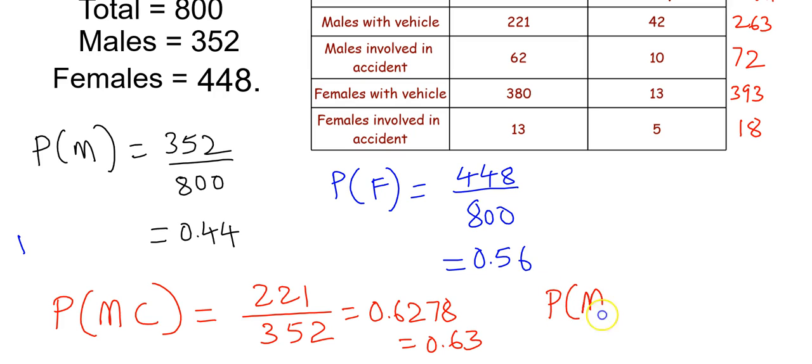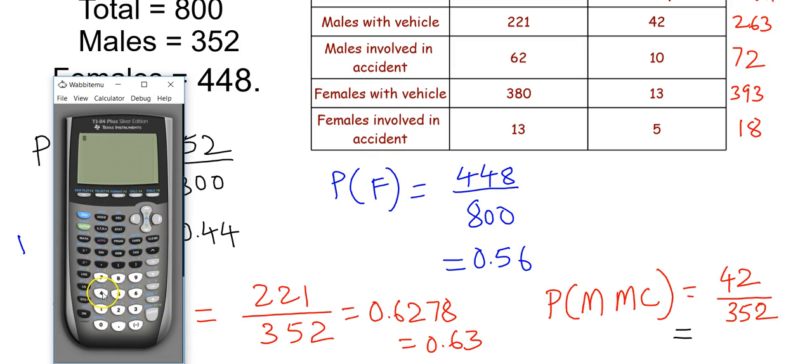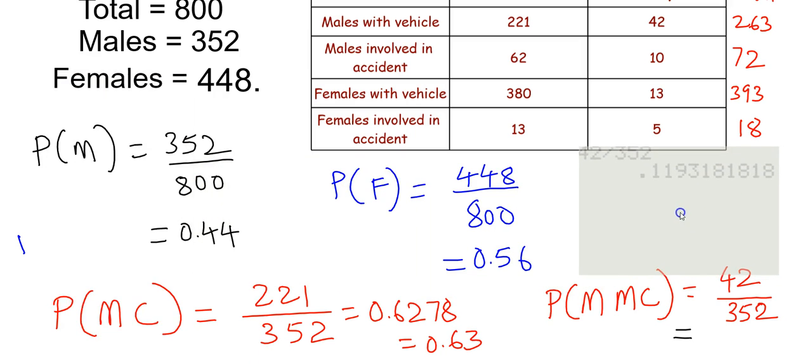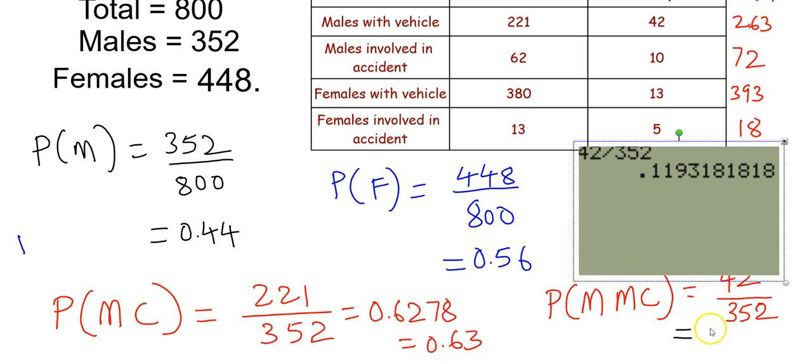Alright, now students who are owning a motorcycle, males. Probability of males having a motorcycle is 42 over 352. 42 divided by 352 is how much? 42 divided by 352 is equal to 0.1193. That 0.1193 I can write as 0.12.